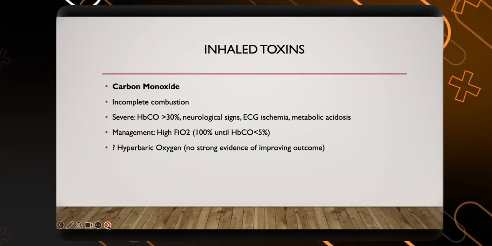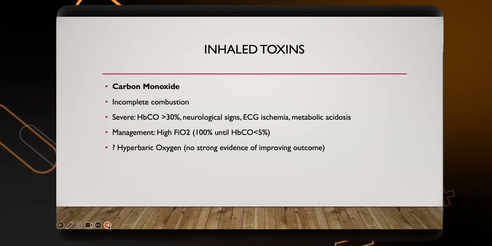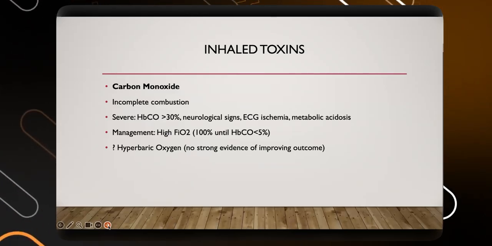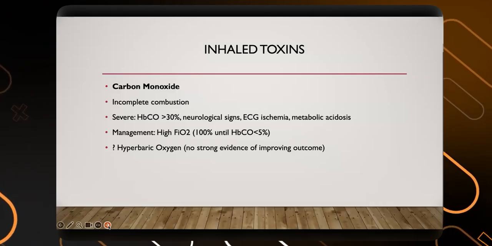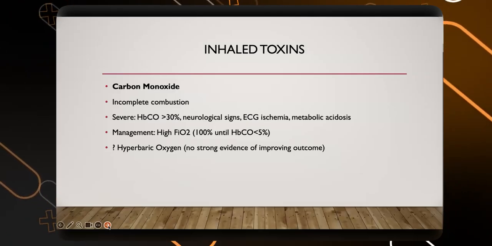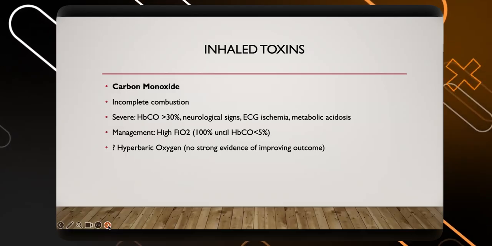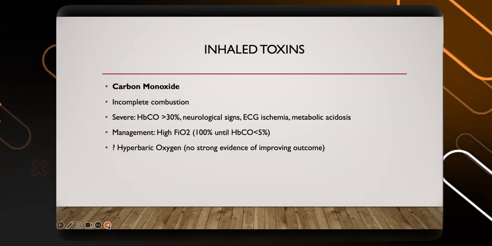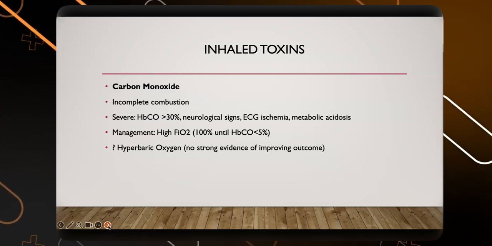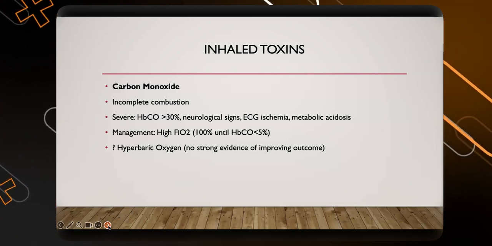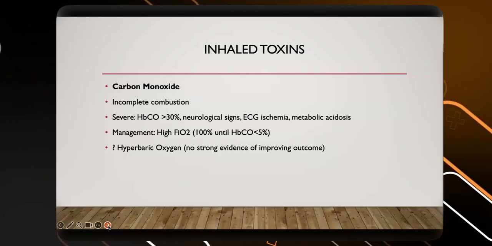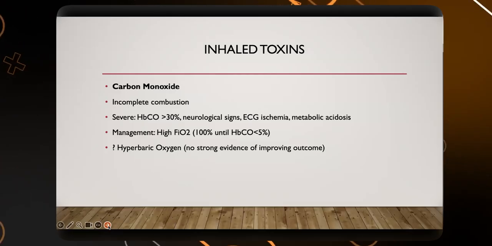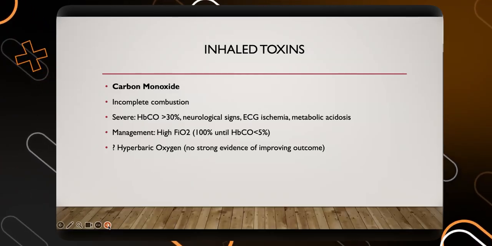Inhaled toxins, which is the next topic. So inhaled toxins include carbon monoxide, which is typically produced in fires. For example, if there's a fire, it leads to incomplete combustion of materials, and it leads to carbon monoxide formation. Typically, it could be mild, moderate, or severe intoxication with carbon monoxide. Now, severe is when the HbCO, which is the carboxyhemoglobin, level is more than 30% in the blood. And it presents with neurological signs, ECG ischemia, and metabolic acidosis.